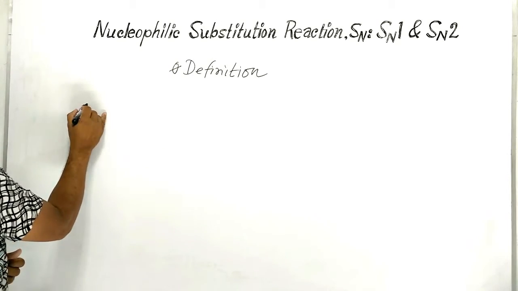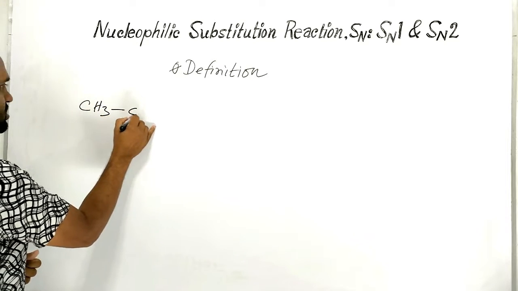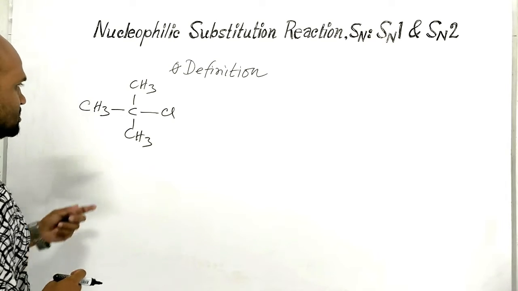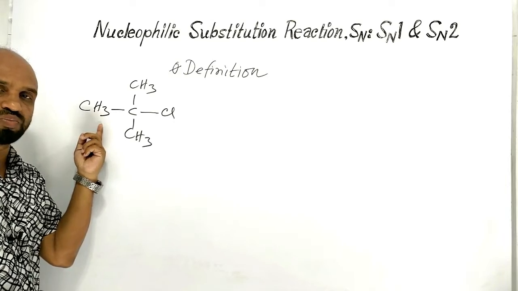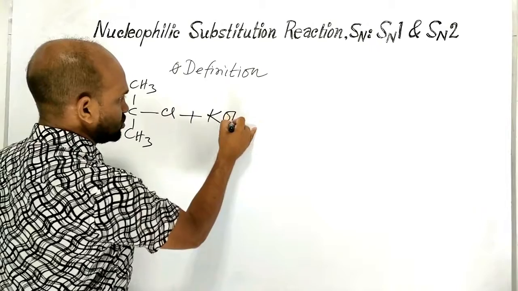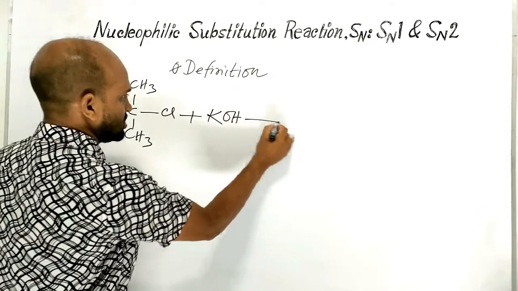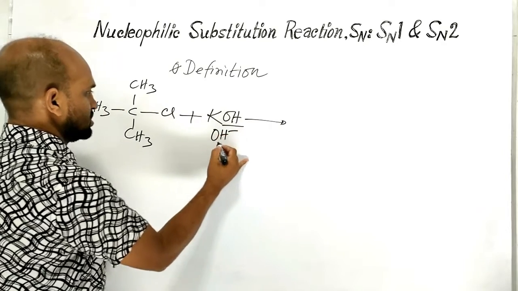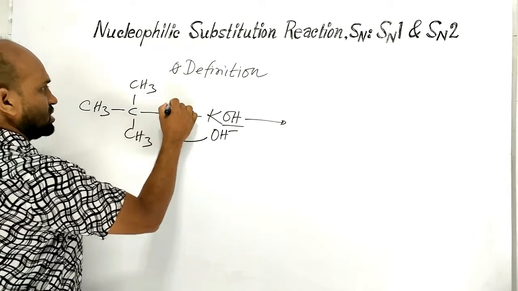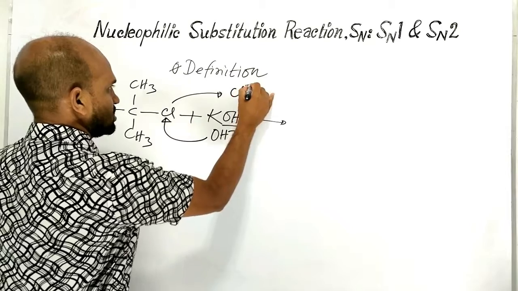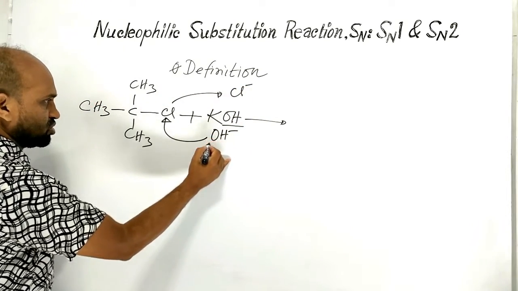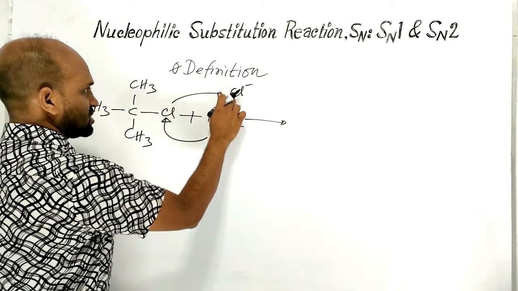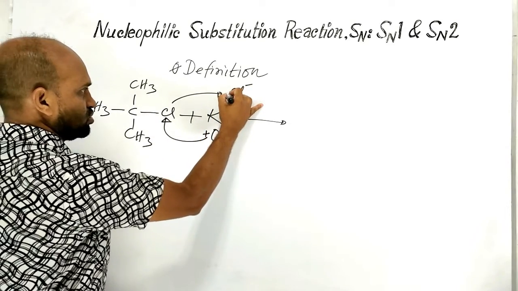First of all, a 3-degree alkyl halide, CH3, CH3, CH3. This is chlorine. Its name is 2-chloro-2-methyl-propane. When this compound is treated with the alkali potassium hydroxide, the nucleophile produced from potassium hydroxide substitutes chlorine, and chlorine is eliminated as a nucleophile. So here one nucleophile is added to this compound and another is eliminated as a nucleophile. Addition of nucleophile, removal of nucleophile.